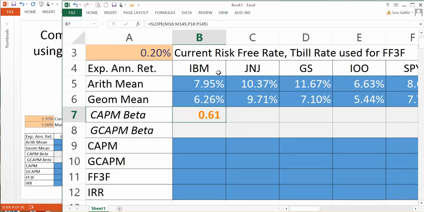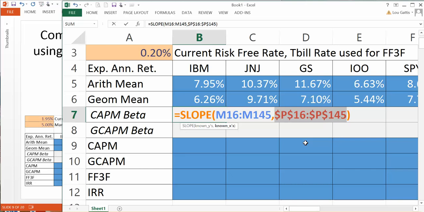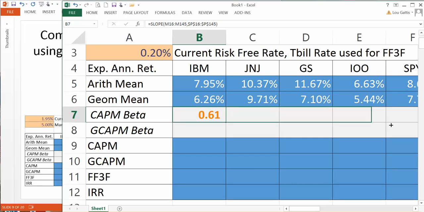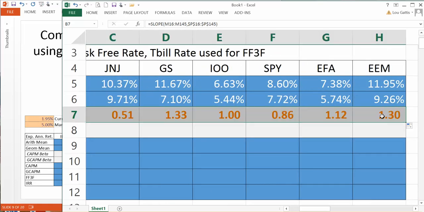All right, so my beta is going to be the slope function of IBM's returns regressed on the market returns. Now I'm going to edit this formula. I'm going to highlight the S&P 500 returns, and I'm going to hit F4. That's going to put dollar signs or anchor those cells. That'll allow me to then copy this formula across, and that'll give me the betas of all these assets against the S&P 500.